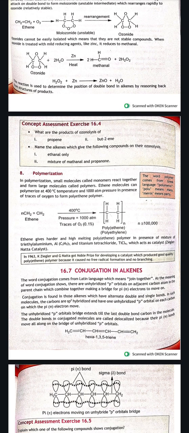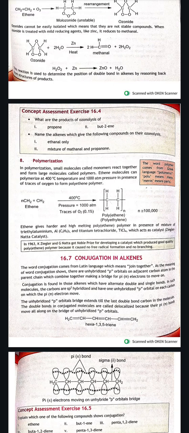So first of all, ethene is reacted with ozone to give molozonide. Molozonide is a structure where 3 oxygens get attached to these 2 carbons, and after rearranging, the structure will be ozonide. Ozonides cannot be easily isolated, which means that they are not stable.